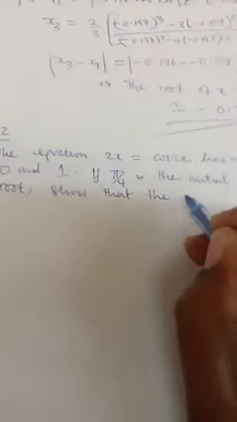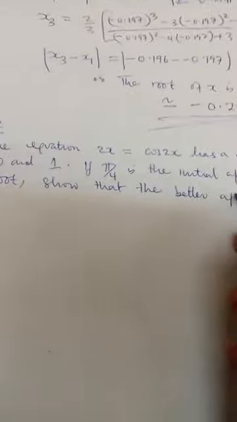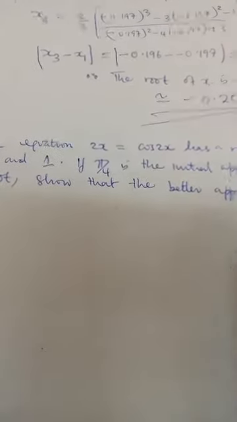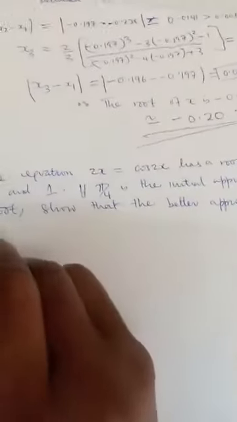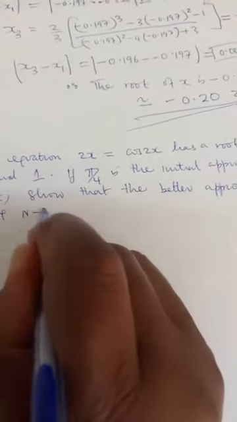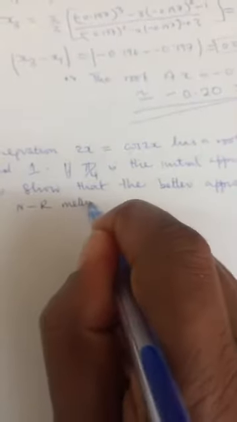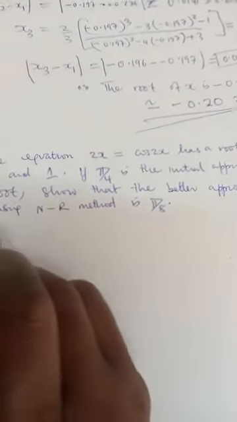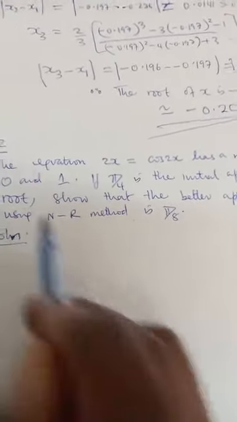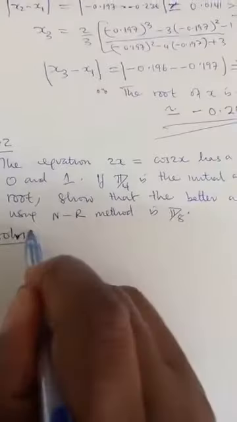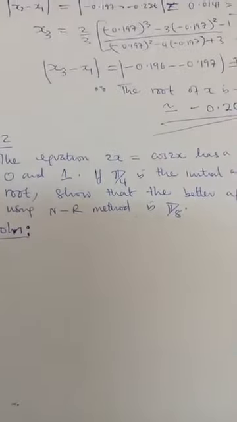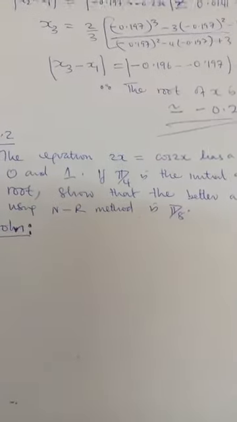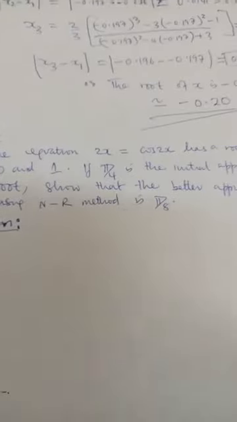the better approximation using the Newton-Raphson method is pi out of 8. There are very many silent questions here which we will answer in the process, including finding the Newton-Raphson formula to get this approximation, because that is the only path we can take.